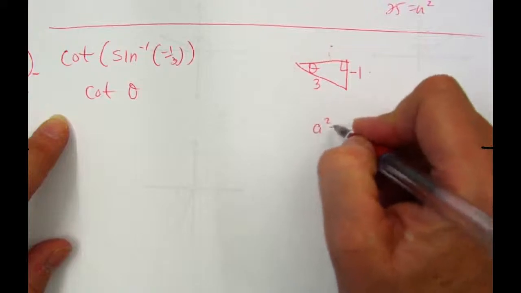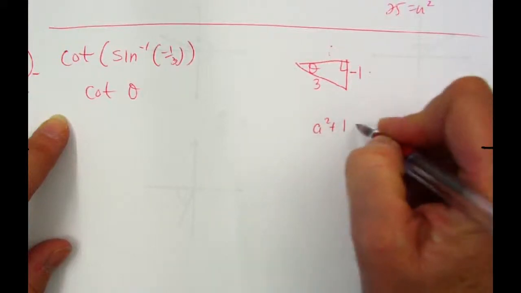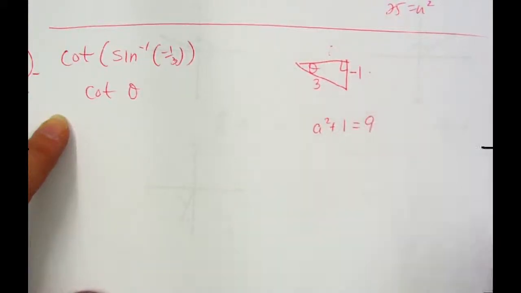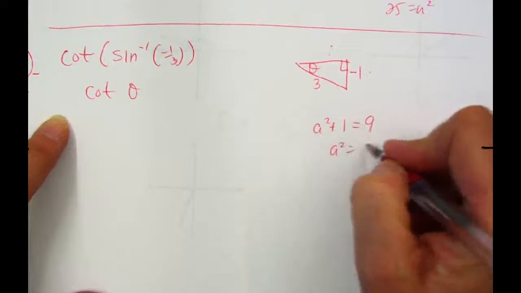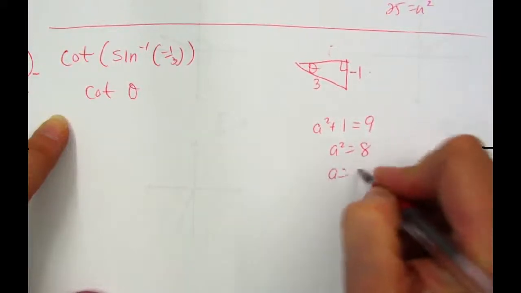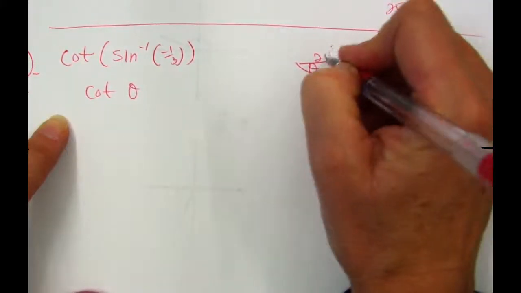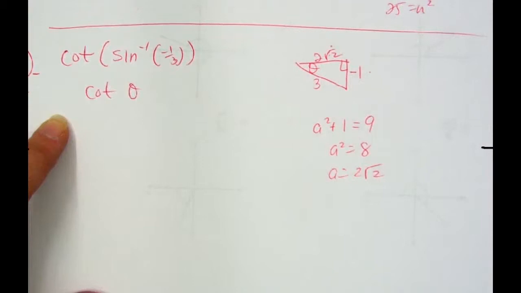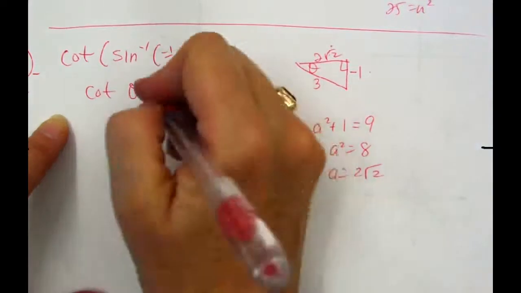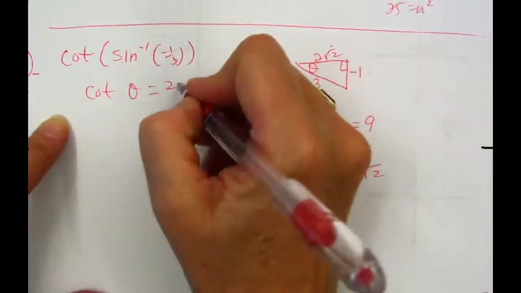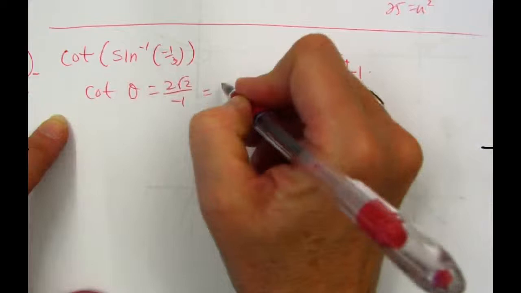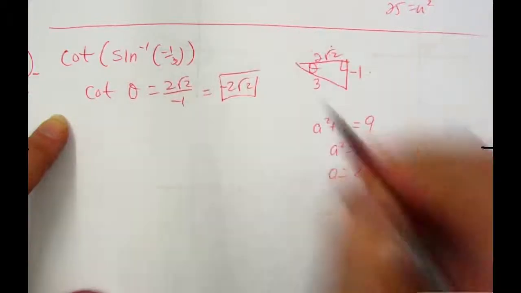A squared plus negative 1 squared, which is 1, equals 3 squared, which is 9. So a squared equals 8, so a equals 2 square root of 2. So let's see, what do I need? Cotangent is 2 square root of 2 over negative 1, which is negative 2 square root of 2.